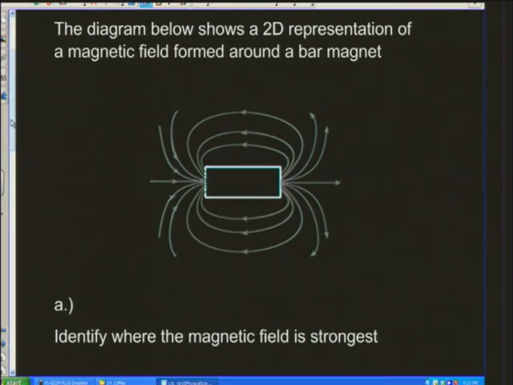We're told the diagram below shows 2D. 2D, remember, means flat representation of a magnetic field formed around a bar magnet. So what it's showing you is, I'm just going to go over it. There's your bar magnet. And now it's got a whole lot of lines going from it. And I just want to go over these as well. So just to illustrate, there's one coming this way, one coming that way, one coming that way.